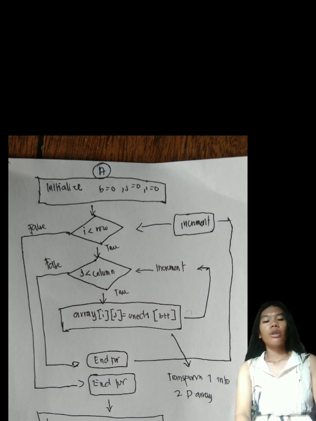But if the condition is false, end for loop. And if the second condition is false, end for loop. But if the condition is true, process the array i j equals 1d b++. After the process, increment the j++.